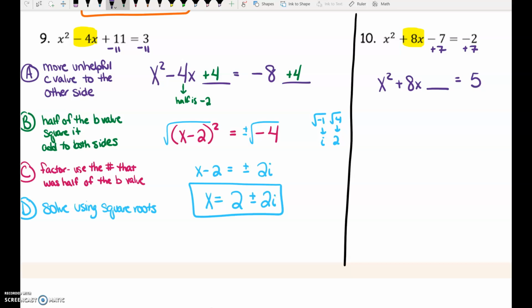Okay, to complete the square, we look at this middle number, this b value of 8. Half of 8 is 4. So 4 times 2 is 8. 4 squared is 16. That's what you add to both sides. Now this factors using that number, that half of the b value. So 4 times 2 is 8. 4 squared is 16. This factors into x plus 4 squared. On the right side, 16 plus 5 is 21.